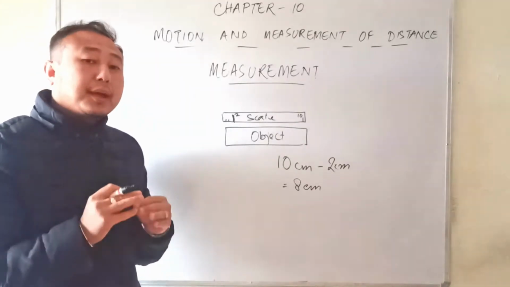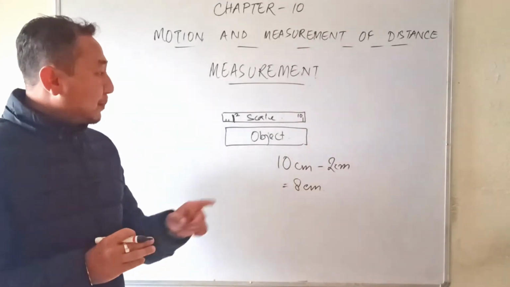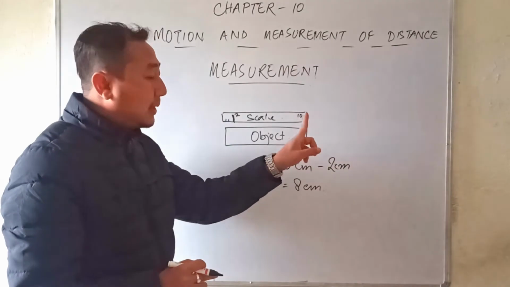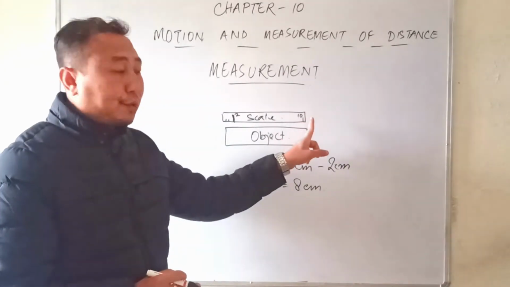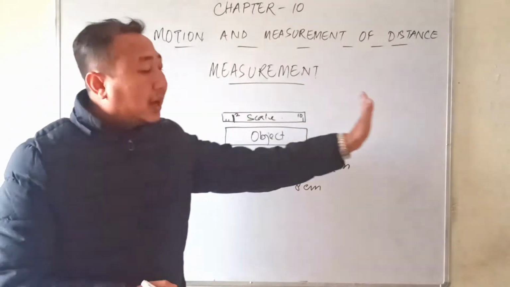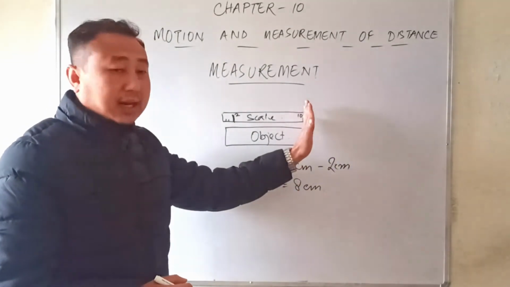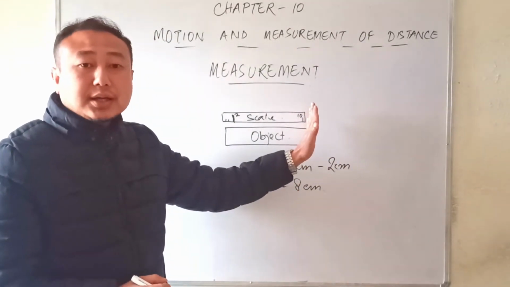And while recording the length of this object, the position of the eye should be exactly vertically up on this marking. We should not look at it from the sideways. It should be vertically above the scale marking.